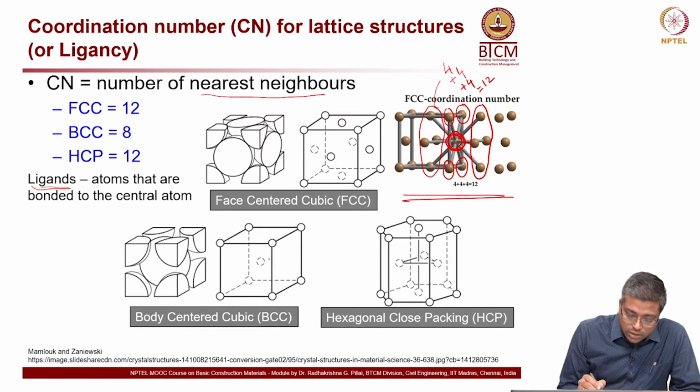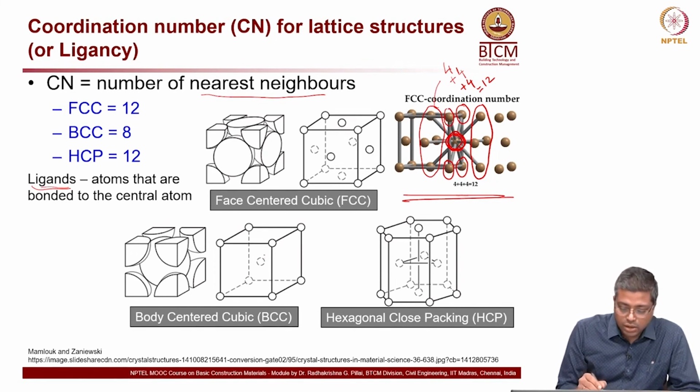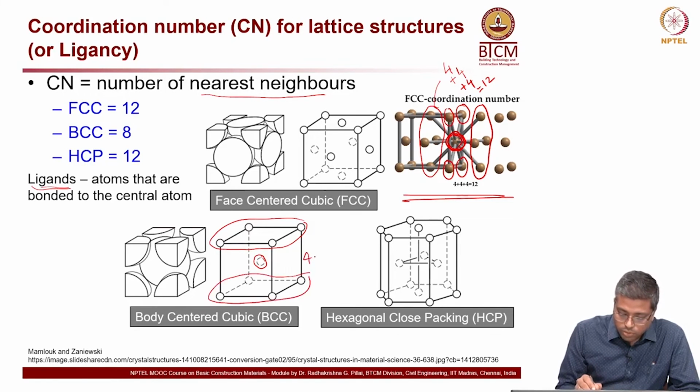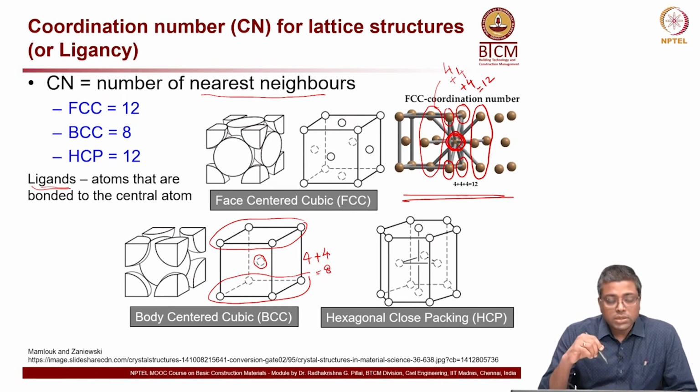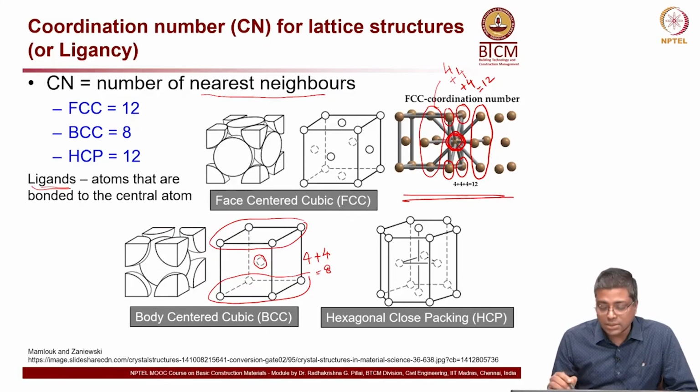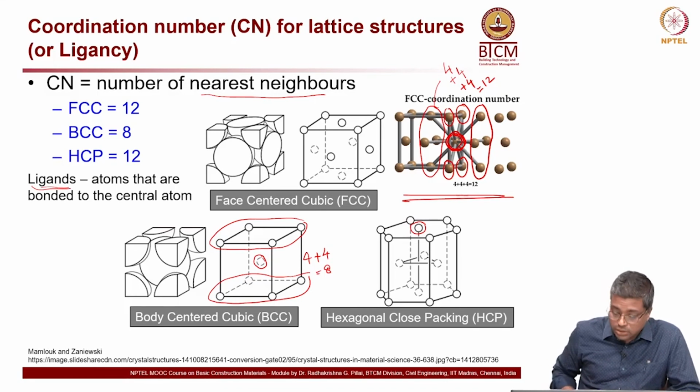Now, for BCC, you can say a similar way, if I am considering this as a center atom, I have these 4 and then I have these 4, that is 4 plus 4 is equal to 8. Okay. That is the coordination number for BCC structure, and if you take HCP structure, the coordination number is going to be, let us say if you consider this as a central atom, that will have another 6 atoms on the other side, and that will again form 12. Okay. So, this is how the coordination number is calculated.